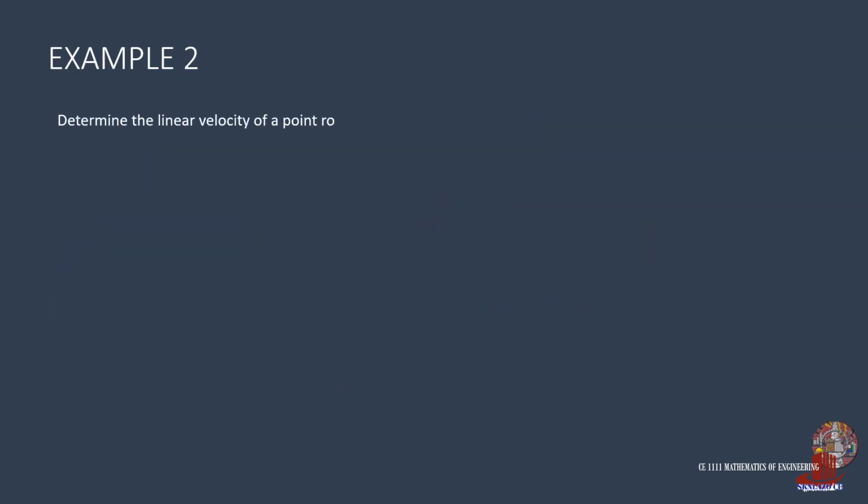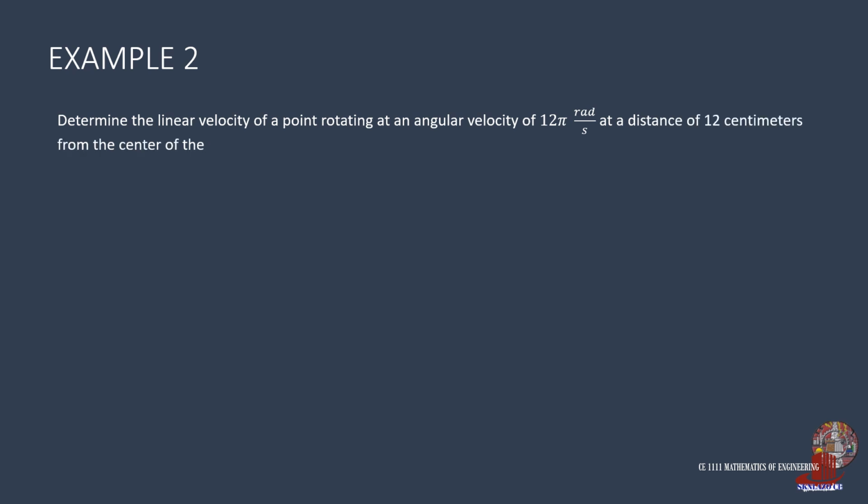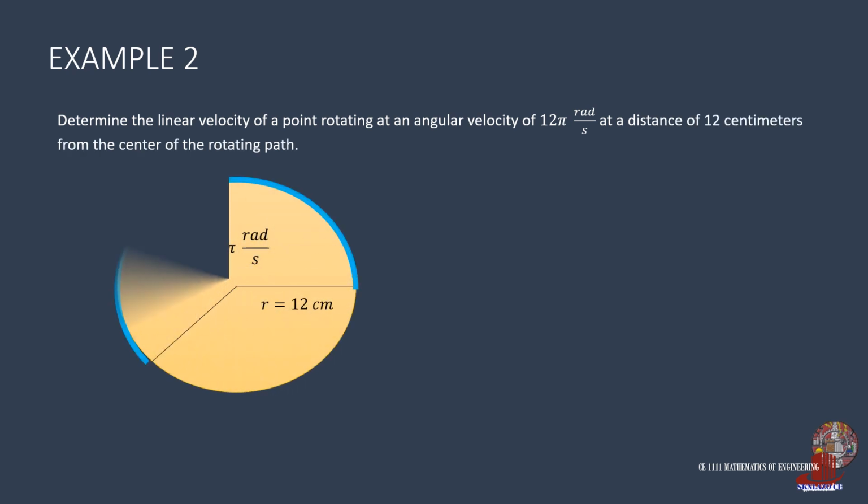For the next example, we determine the linear velocity of a point rotating at an angular velocity of 12 pi radians per second at a distance of 12 centimeters from the center of a rotating path. When looking for linear velocity, radius is a necessary parameter, so we use v as equal to r omega.